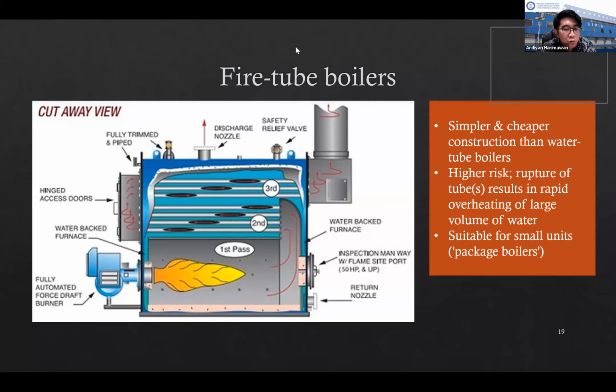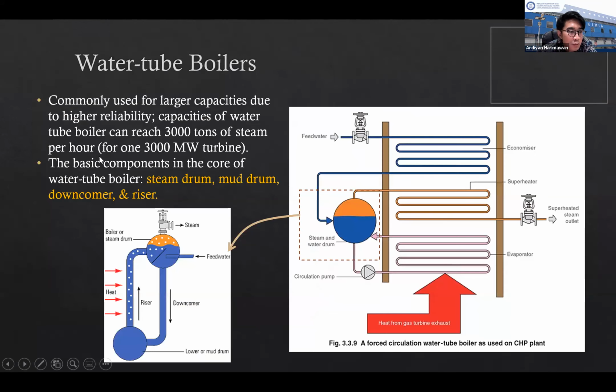Okay, that video shows you the representative parts of the fire tube boiler. So I hope you can visualize what is inside the fire tube boiler. Okay, next is the water tube boiler.